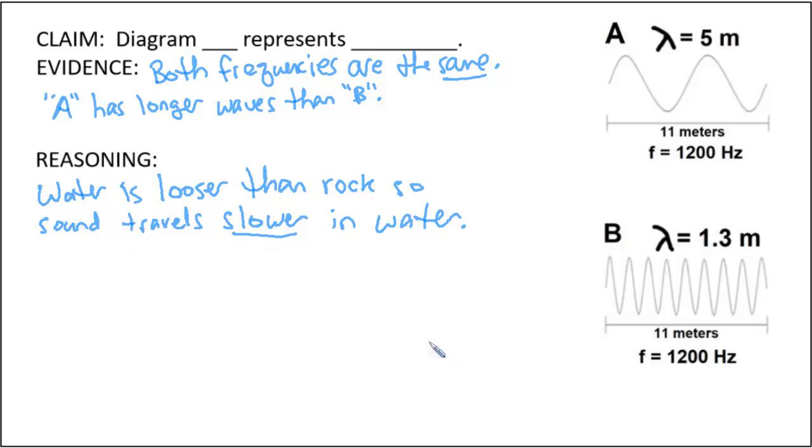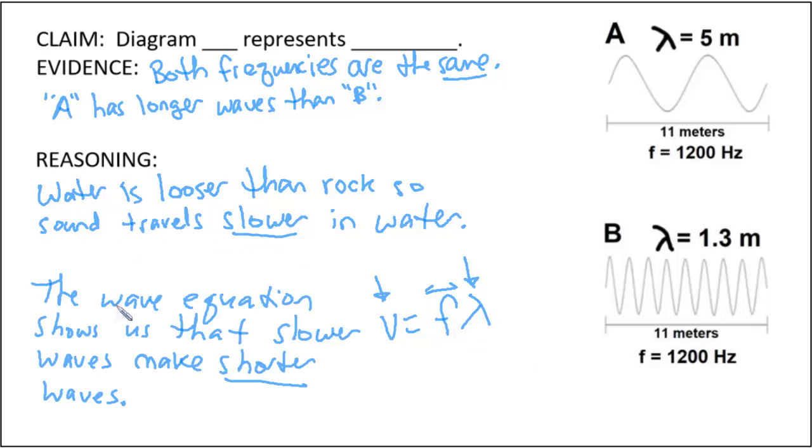Now we go on to the wave equation. So copy the wave equation and figure out the wavelength in water. So frequency is constant, and then the speed is slower. So the wavelength is what? Up or down? Down. And now you're going to write your sentence. Is that shorter or longer? The wave equation shows us that slower waves make shorter waves. So we're looking for the shorter wave for our answer. Looking at these two, B is the shorter wave. So we write out our answer now. The claim: diagram what represents what? Diagram B represents water. That means this one was the rock and this one was the water.